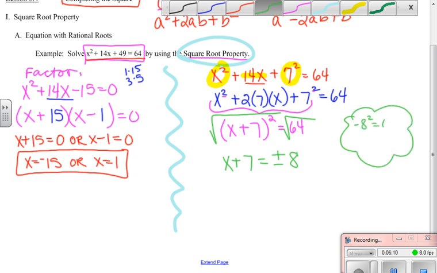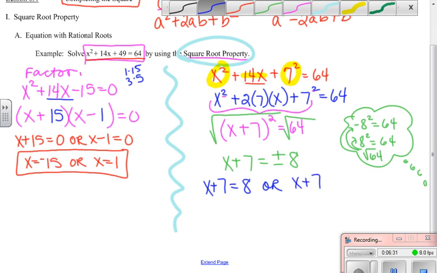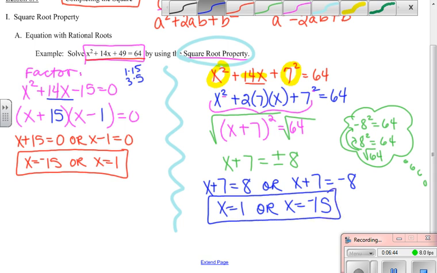because remember, negative 8 squared is 64, and positive 8 squared is 64. And so if I take the square root of 64, I don't know which one of those two options I'm getting. Now, what does this mean? This means I have two problems. It means I have x plus 7 is equal to positive 8, or x plus 7 is equal to negative 8. When I solve these, subtract 7, x equals 1, or subtract 7, x equals negative 15. You'll see I get the exact same answer. It's just another tool for doing the same job.